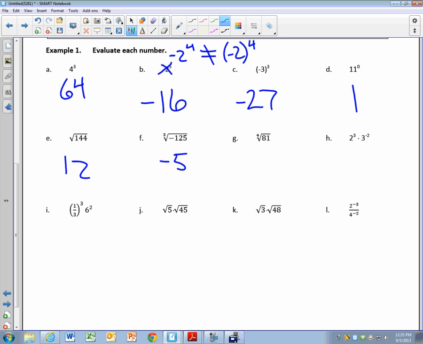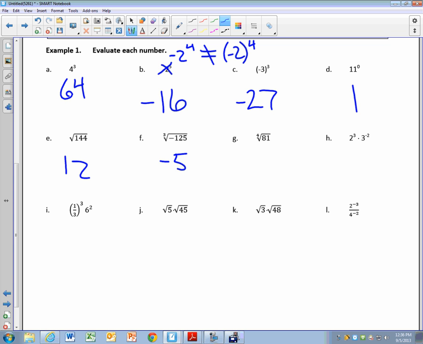Can you take the square root of negative numbers? No. So you can have an odd index for a negative, but not an even index for a negative. As long as we're working the real numbers, that's not possible. Now when we get to complex numbers, it's an entirely different story.